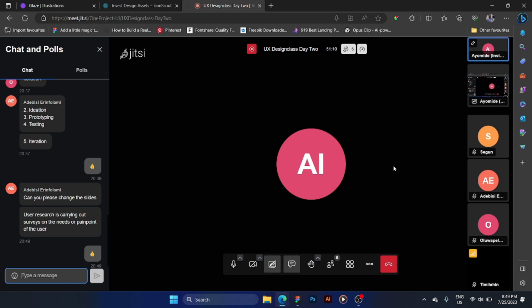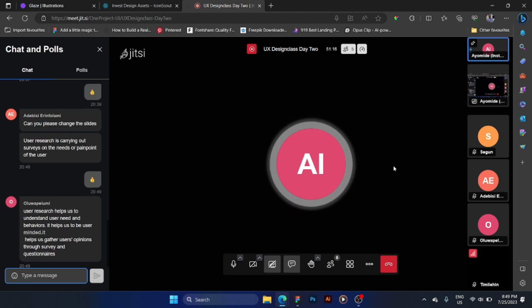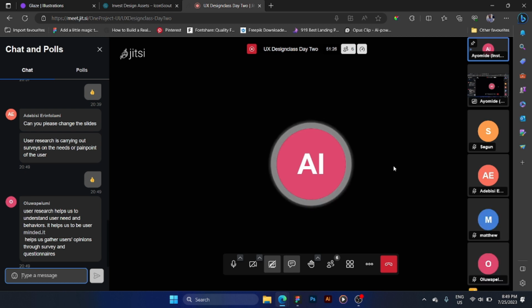Okay. But then I think Timileyin came quite late, but perhaps, okay, Olakolimi says user research helps us to understand user need and behavior. It helps us to be user-minded. Yes, very good. It helps us gather users' opinions through surveys and questions. Beautiful, beautiful, beautiful.